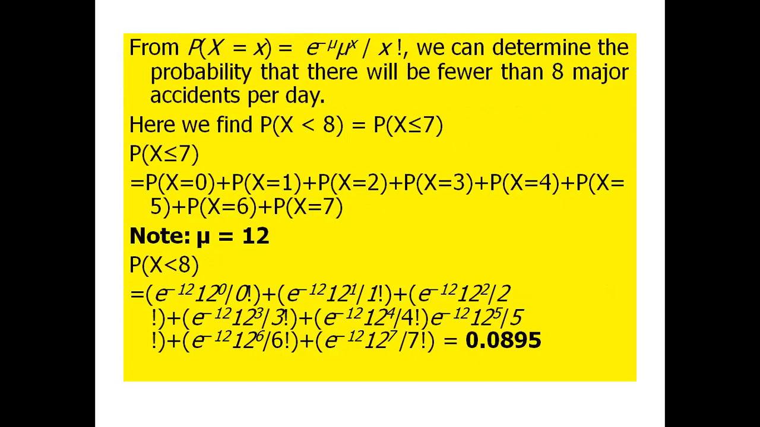Now, from our formula for calculating probabilities of x successes over a given period of time for a Poisson random variable, we can define the probability that there will be fewer than 8 major accidents per day using the approach below. Of course, here we find the probability of x less than 8, which is the same as the probability of x less than or equal to 7. The probability of x less than or equal to 7 equals the probability of x equaling 0 plus the probability of x equaling 1 plus 2 plus 3 plus 4 plus 5 plus 6 plus the probability of x equaling 7. Remember, we are calculating the probability that there will be fewer than 8 major accidents per day.